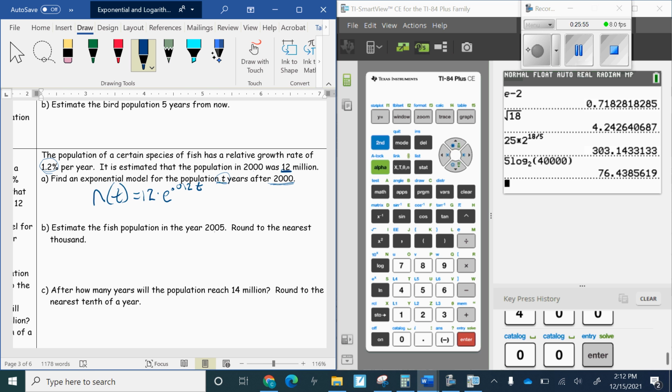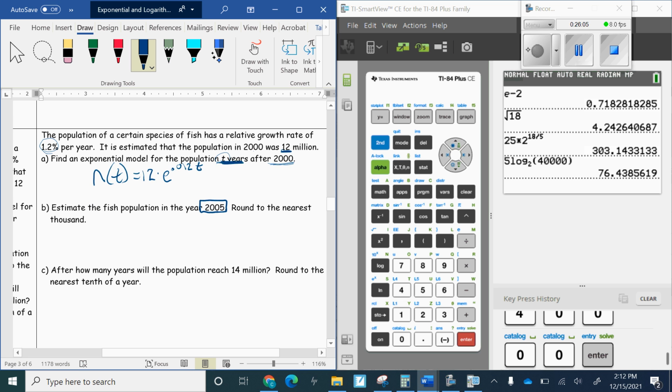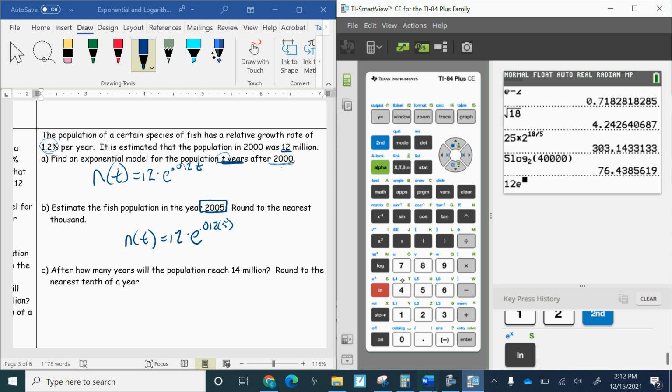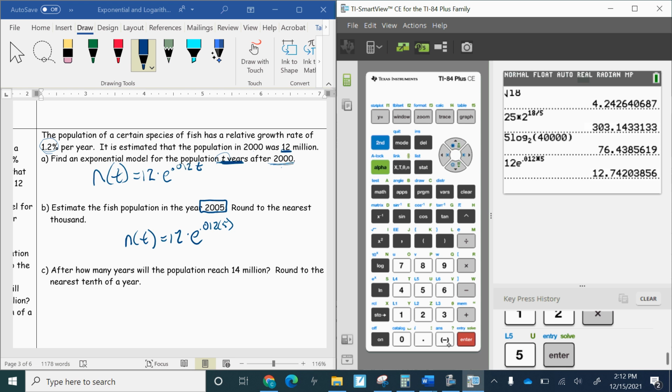Estimate the fish population in the year 2005. This is where you need to be careful. This is not the time, this is not how many years, this is the current year. And so it's been 5 years since the year 2000. And so what you're doing is plugging in 5 for T. 12 times E to the 0.012 times 5. That's just calculator work from there, which is why it's important you show me what you've plugged in. So 12 times E to the 0.012 times 5. Make sure both of those are in your exponent position.